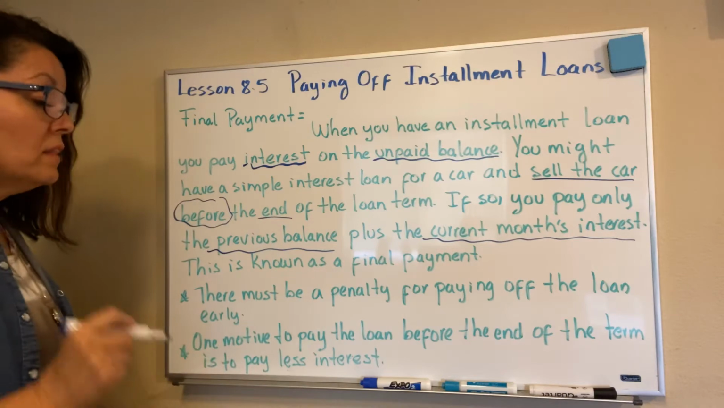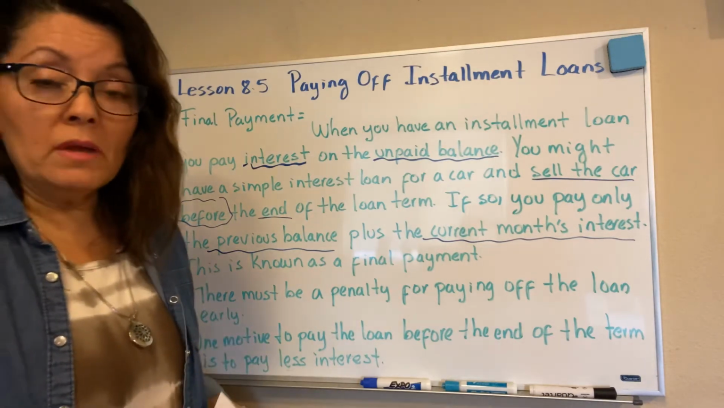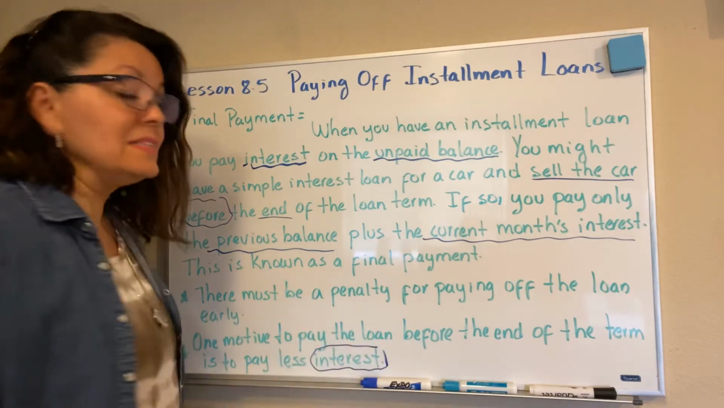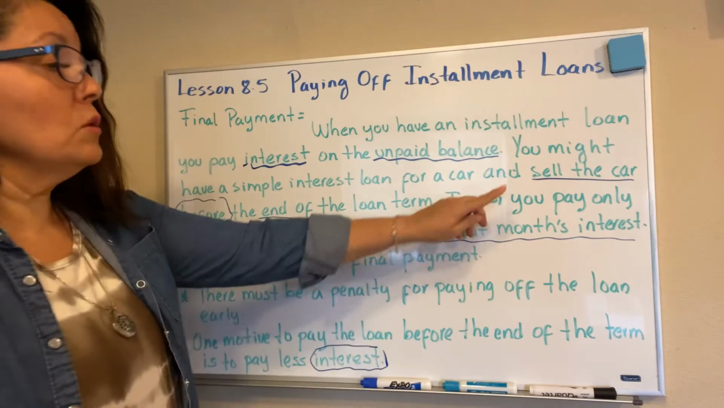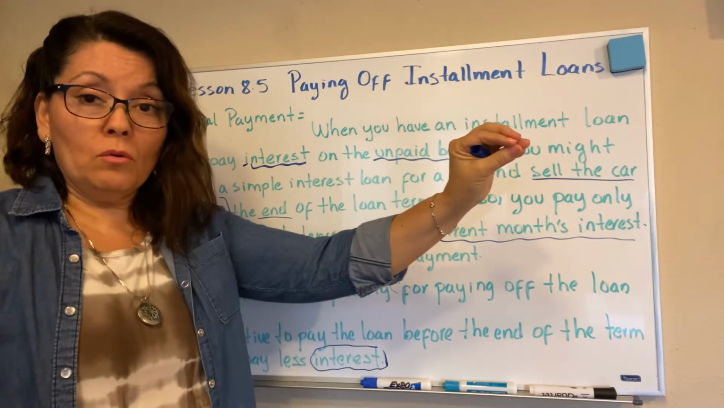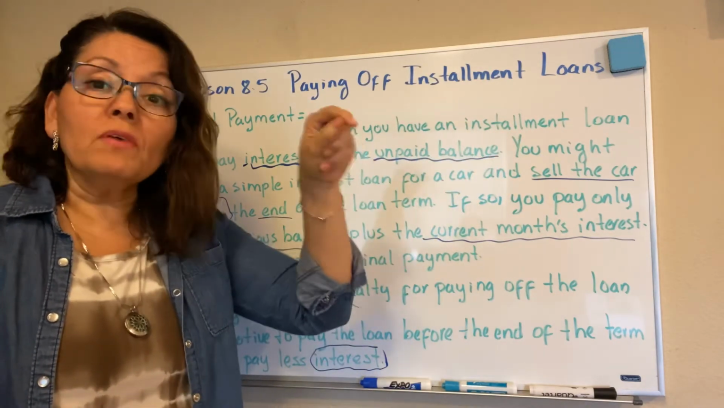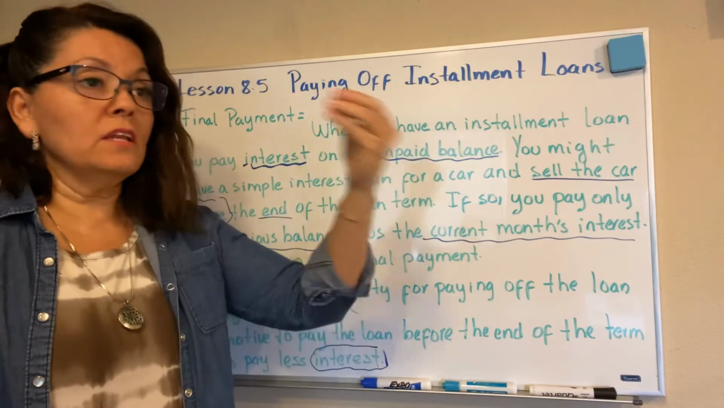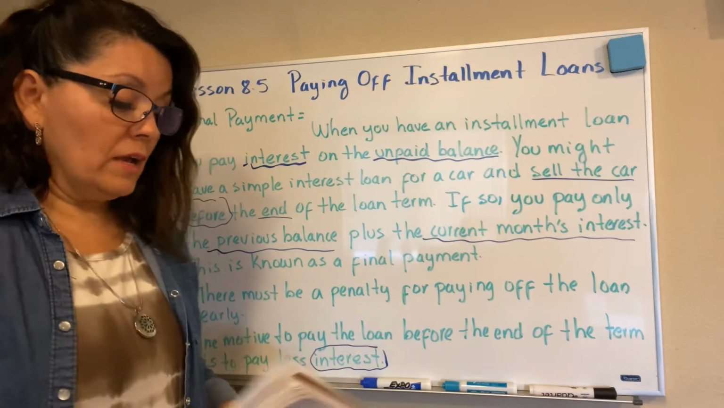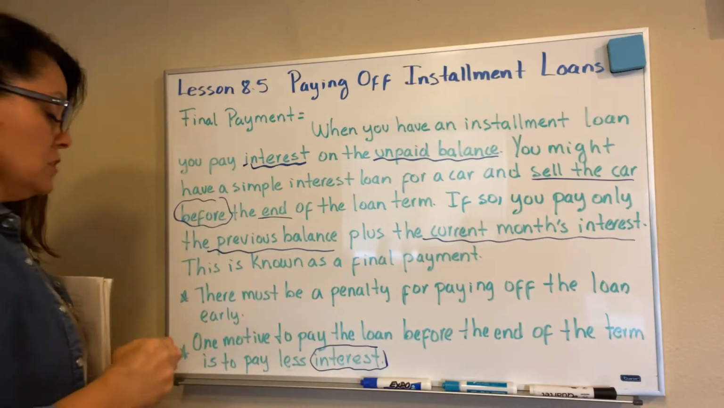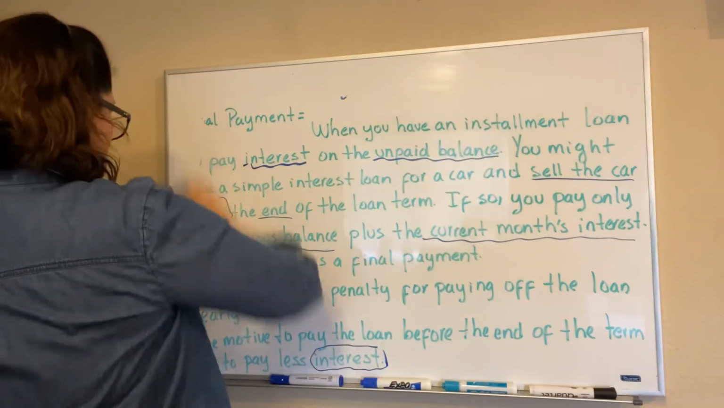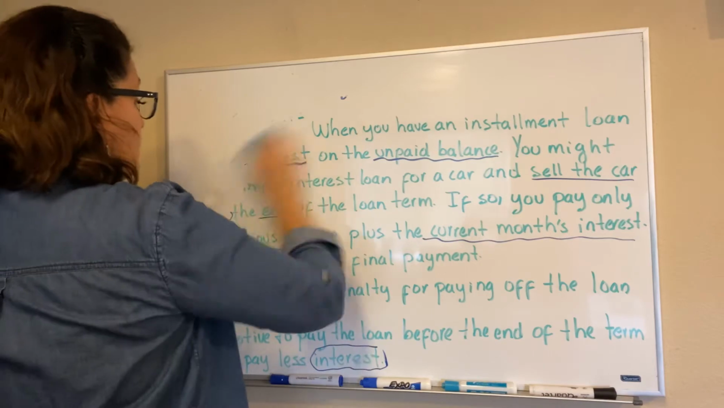One motive to pay the loan before the end of the term is that you save on interest, guys, because you pay less interest. And the reason that you have to sell the car before the end of the loan is because you pay whatever you owe and the interest of that month. They're not going to charge you interest for whatever you have left to pay. Okay, so that is the reason. That's why we have to sell the car before we finish paying.